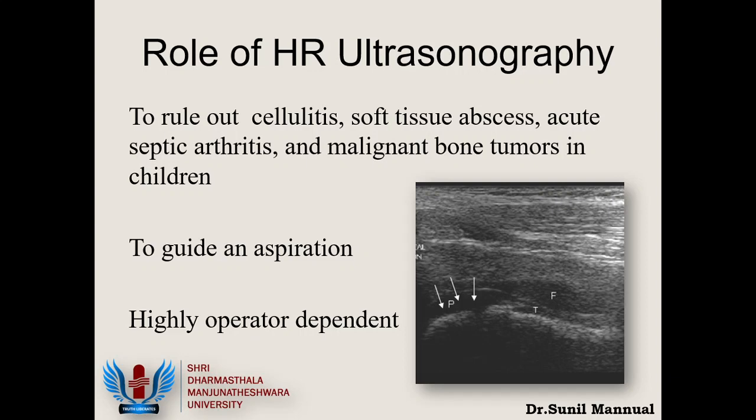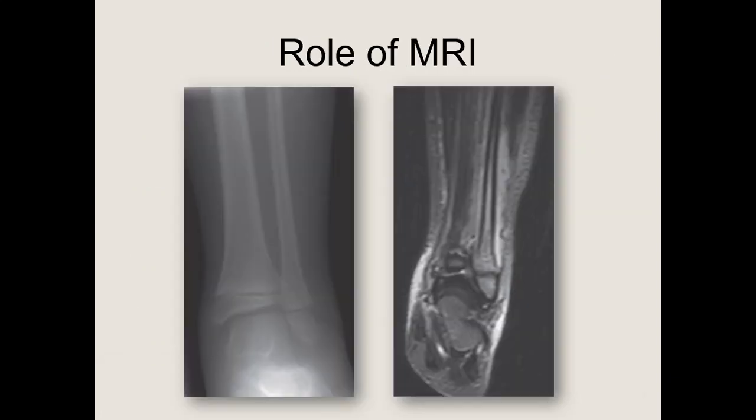Now what about bone MRI? MRI is the investigation of choice for the diagnosis of acute osteomyelitis. The MRI will pick up bone marrow edema as early as 6 hours into the infection.